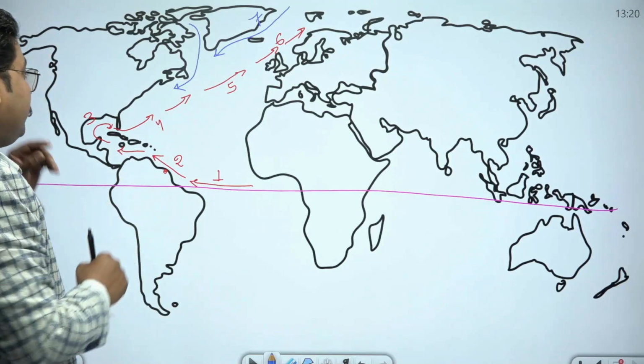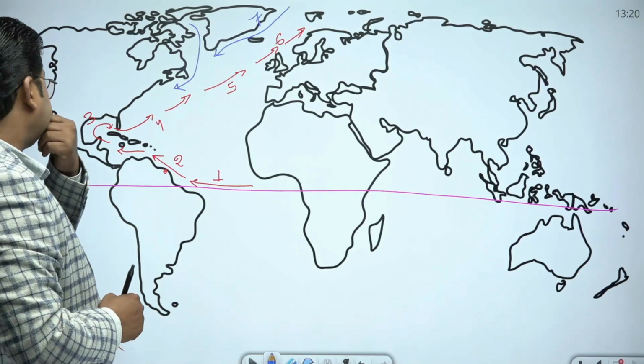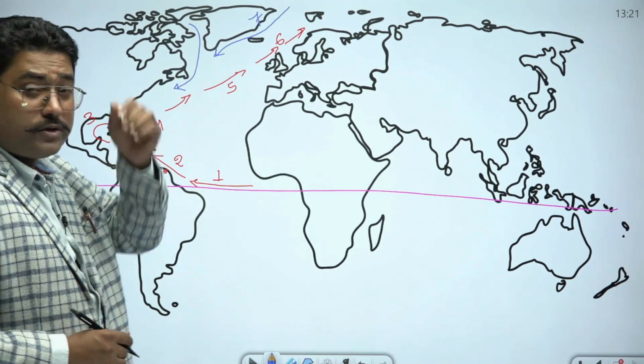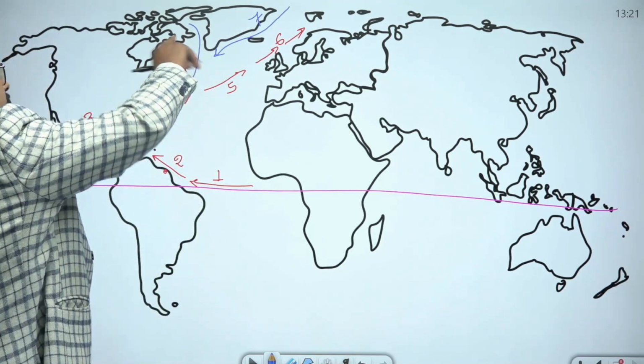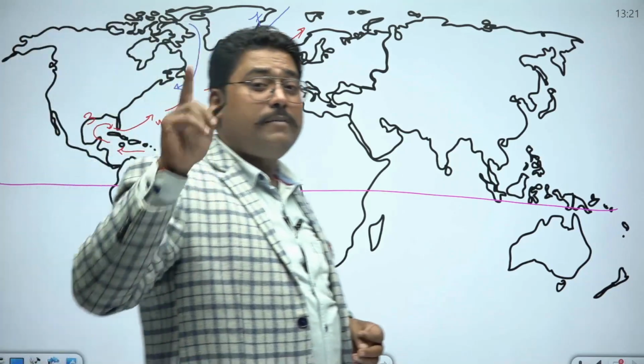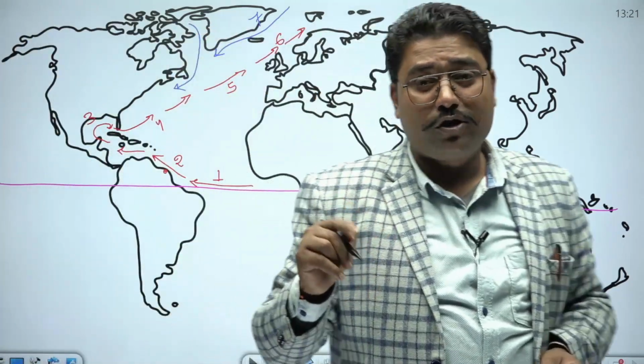Now see the negative effect of the cold current, or basically the ocean current. The Labrador Current is cold because it is coming from the higher latitudes or the polar region.